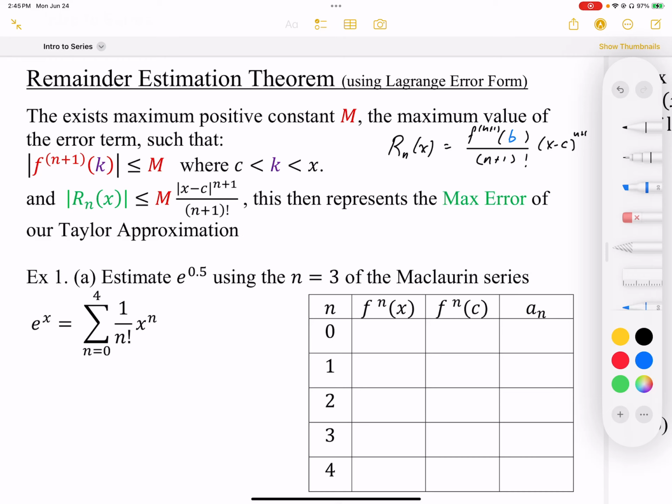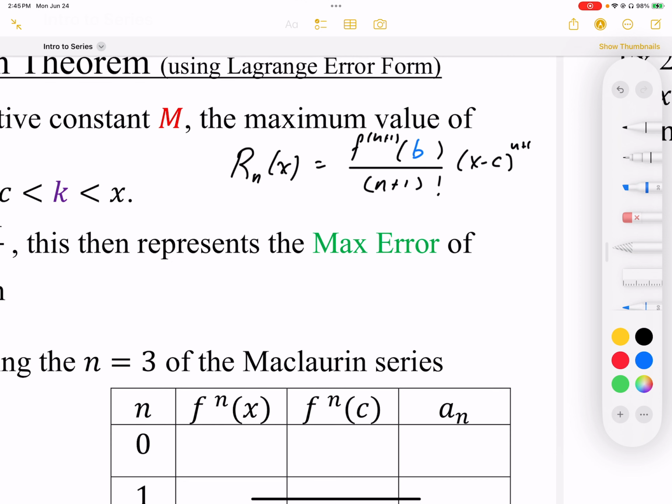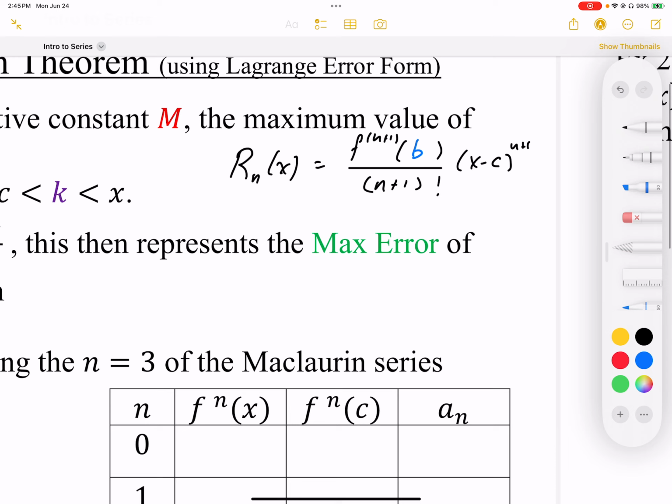The remainder estimation theorem. Looking at the Lagrange form of the error term, it's going to be our n plus 1 term. So our Rn of x is going to be the n plus 1 derivative at some point b. And again, we don't know exactly what b is, but we know the bounds of b. It's between the center and the x value we're estimating, divided by n plus 1 factorial times x minus c to the power n plus 1.